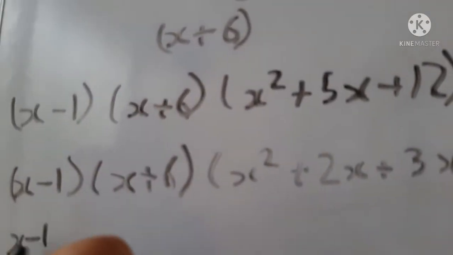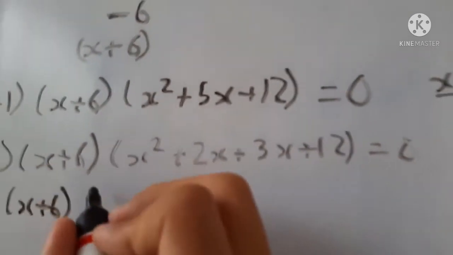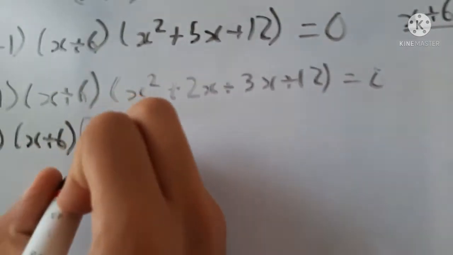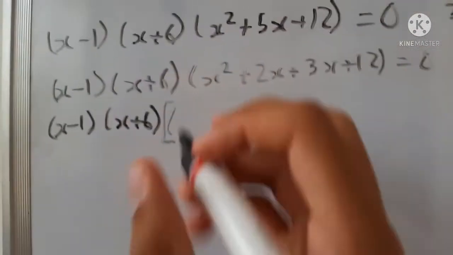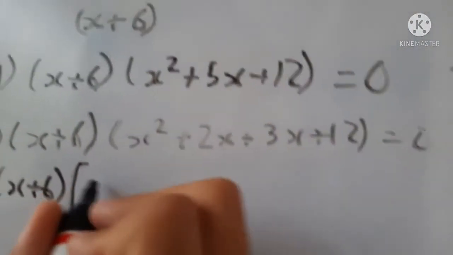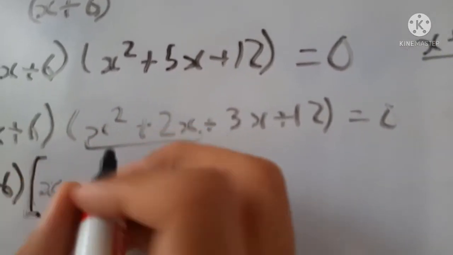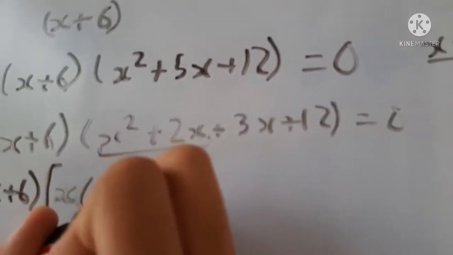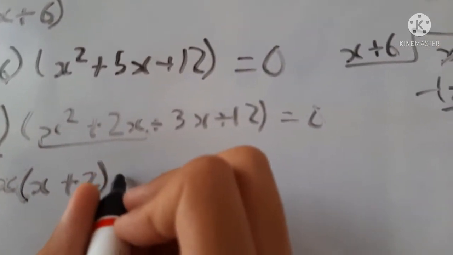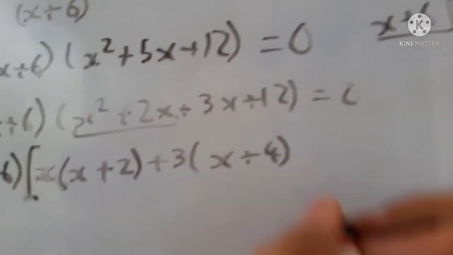So I'm just going to write out the initial terms first that are already factored into linears. For this one, I'm going to create a square bracket, because we're going to need it. We're going to factor out an x from the first 2 terms, by grouping, x, and then we get x plus 2, and then plus 3, x plus 4. Well, what?